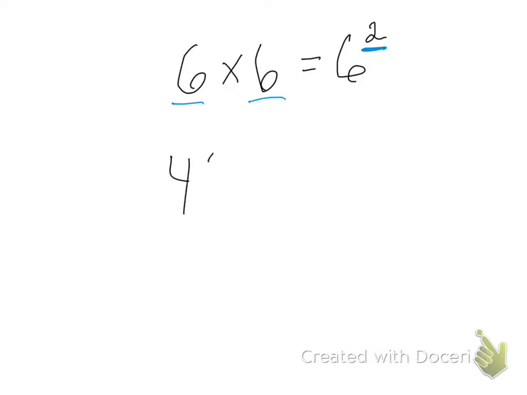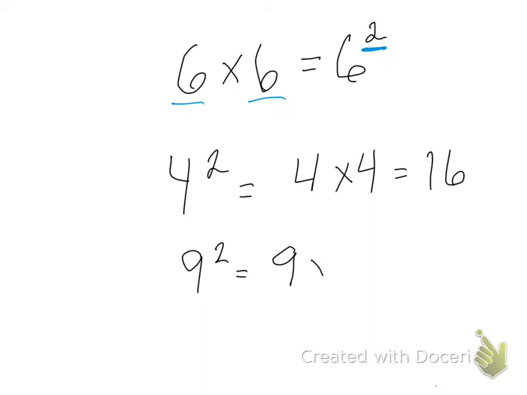So 4 squared would equal 4 times 4, which equals 16. 9 squared is the same as 9 times 9. And remember, the squared symbol is this little 2 up here at the top. 9 times 9 equals 81.